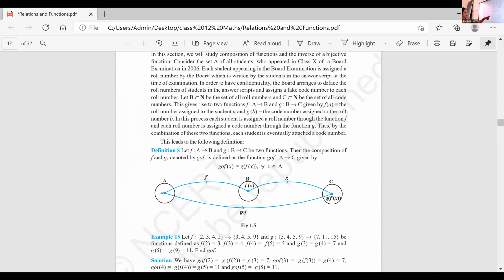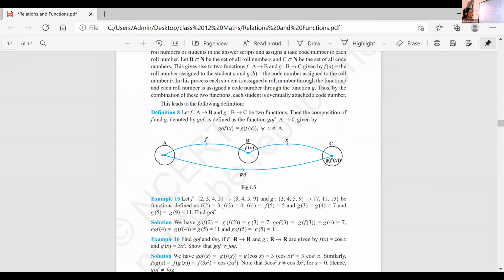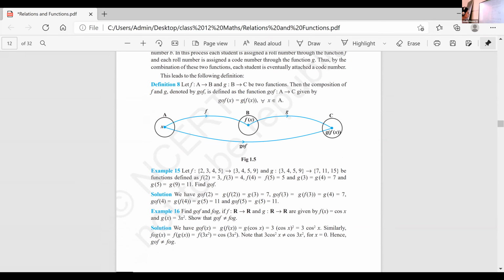Let F be a function from A to B and G be a function from B to C. Then G composition F is a function from A to C. Okay, dear, G composition F is a function from A to C. But G composition F of X is G of F of X. Example 15 is a similar question.